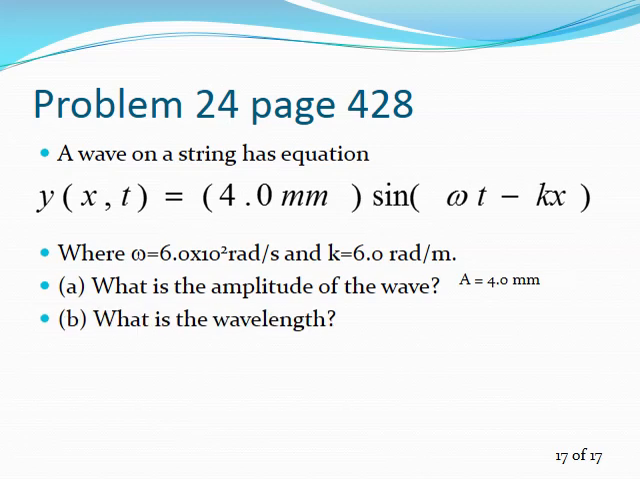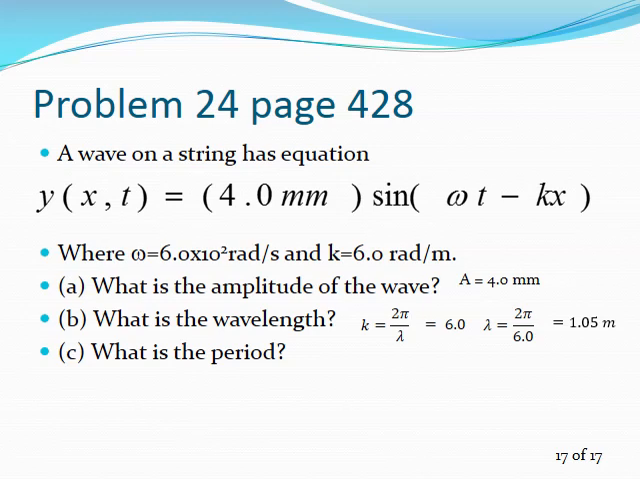What is the wavelength? By definition of the wave number, we know that k has to be equal to 2 pi divided by lambda. I know that number has to be 6. So if I solve this for lambda, I get this. And my wavelength comes out to be 1.05 meters. What is the period of the wave? Well, one of the definitions for period is that it's 2 pi divided by omega. My omega is 600. So I get 0.0105 seconds for my period.